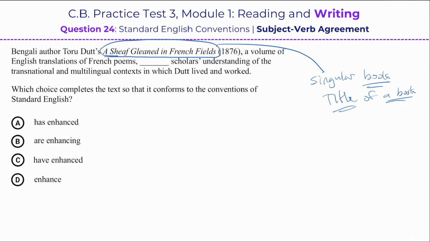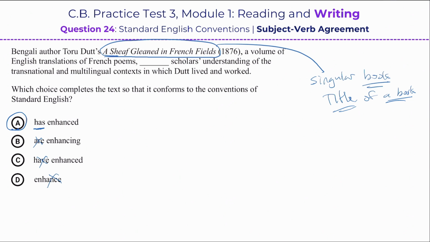So the correct answer here has to be A, right? Because has enhanced is the only singular verb that you see. Are, have, and enhance are all plural verbs, so we can cross those out immediately, right? And so A would be the correct answer for this question. Guys, there's one more thing that I want to talk to you about in terms of your process.